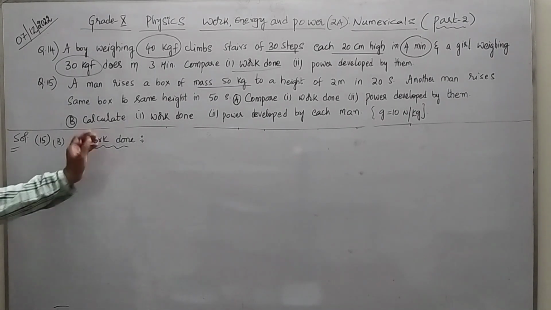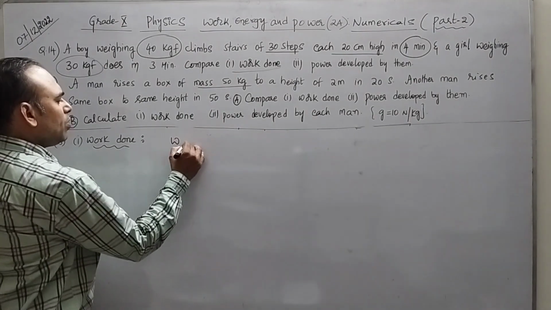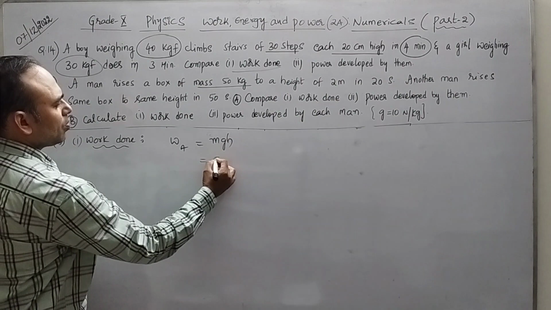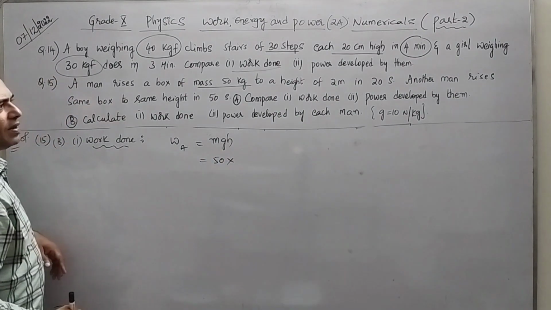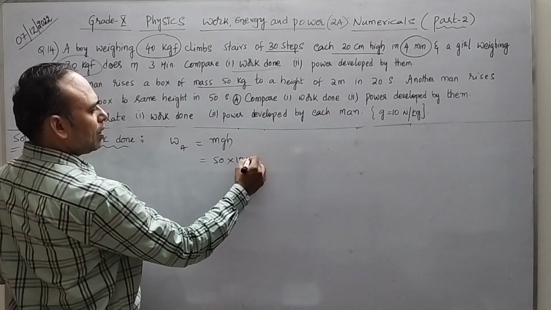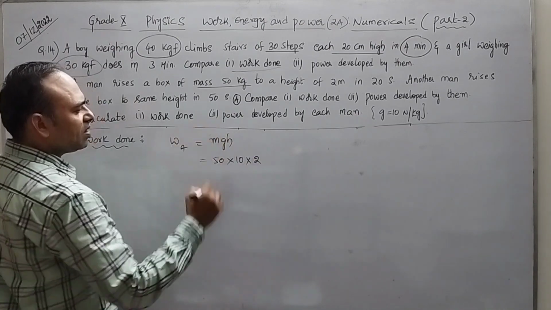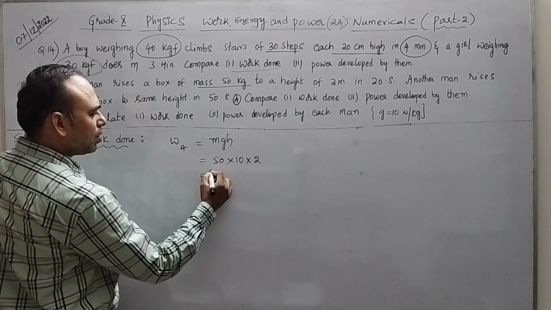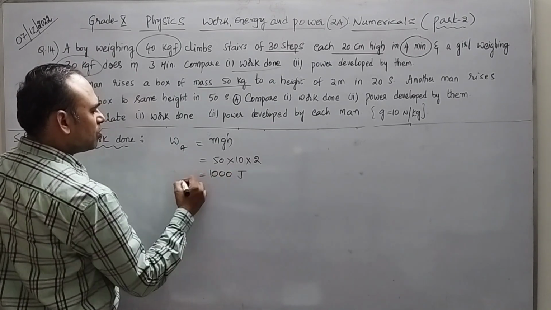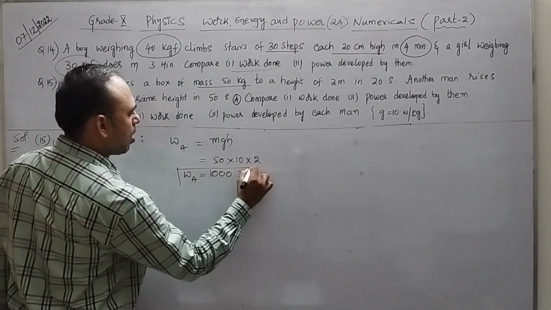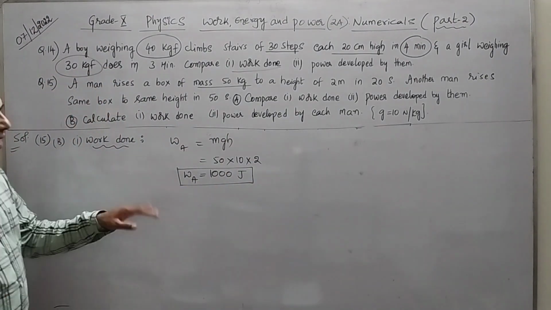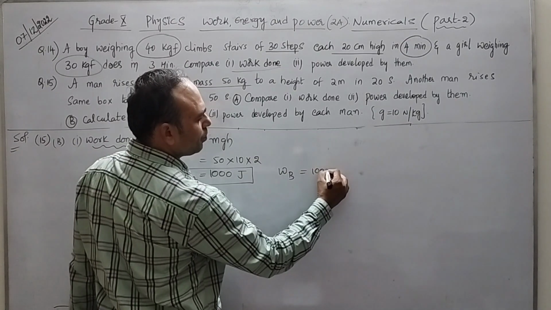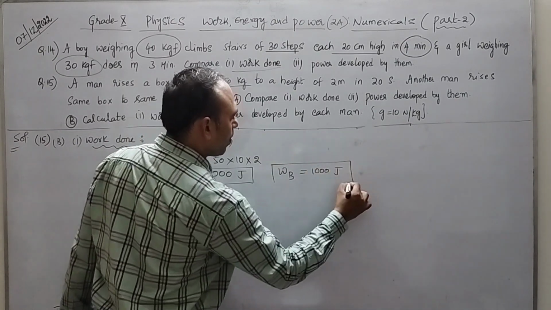Hope you have completed the work done. So WA is calculated as m into g into h. So mass 50, and what is the gravity here, 10, into h, nothing but 2. So nothing but 1000 joule. Because the work done is the same in both cases, we can also write that the work done by the second person is also 1000 joules.